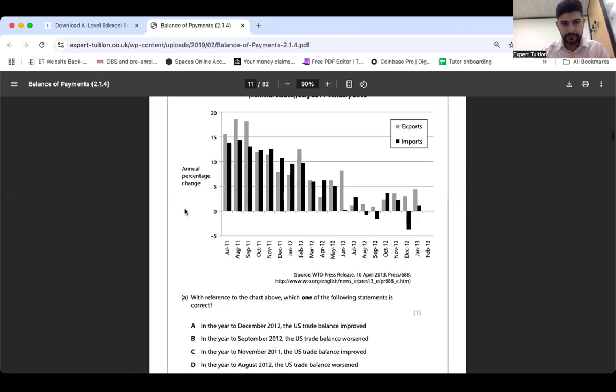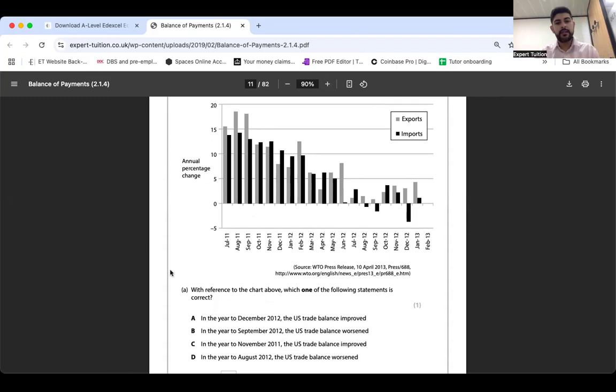Right. So in the year to December 2012, the US trade balance improved. If the trade balance improved, we would need exports to be going up and imports to be going down. Is that happening? Well, exports, yes, relative to the year before, there's an increase in export earnings, and imports are going down. So it is A. But I'll go through what the other options are. I should have mixed up the order to make it a bit more exciting, but it's A.